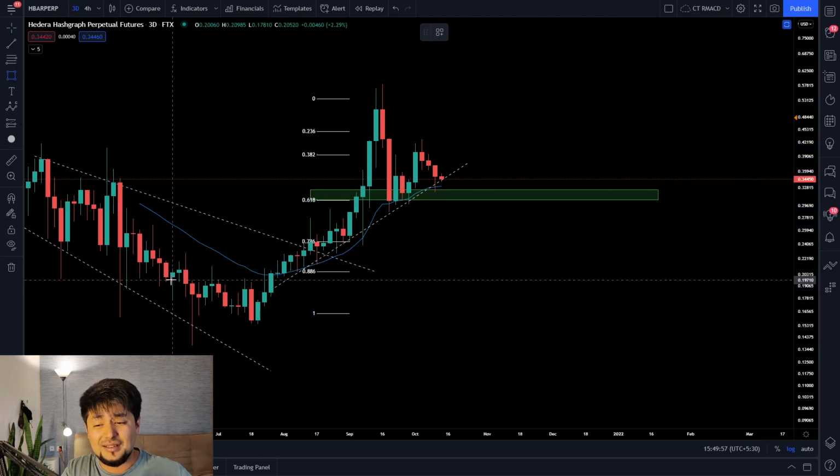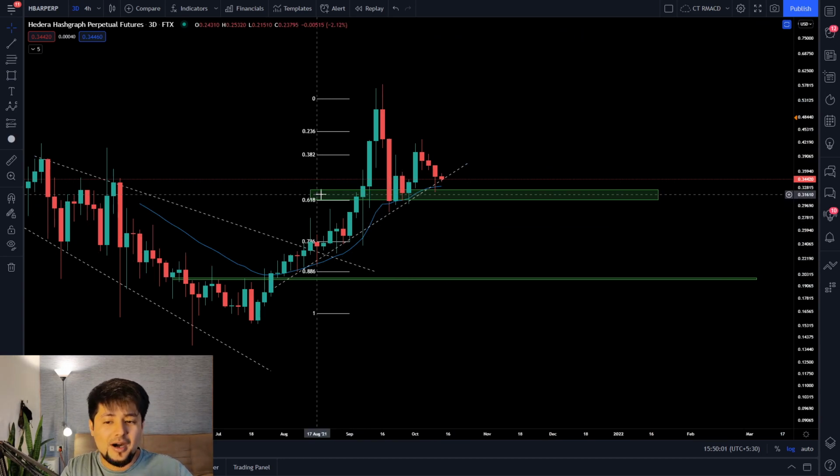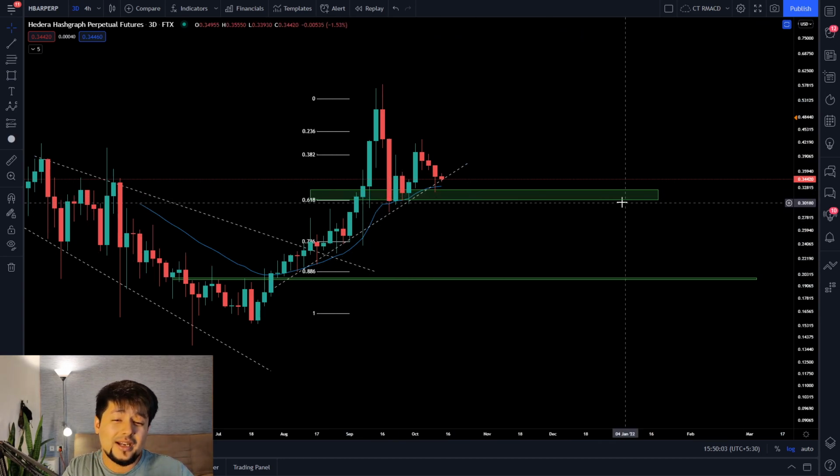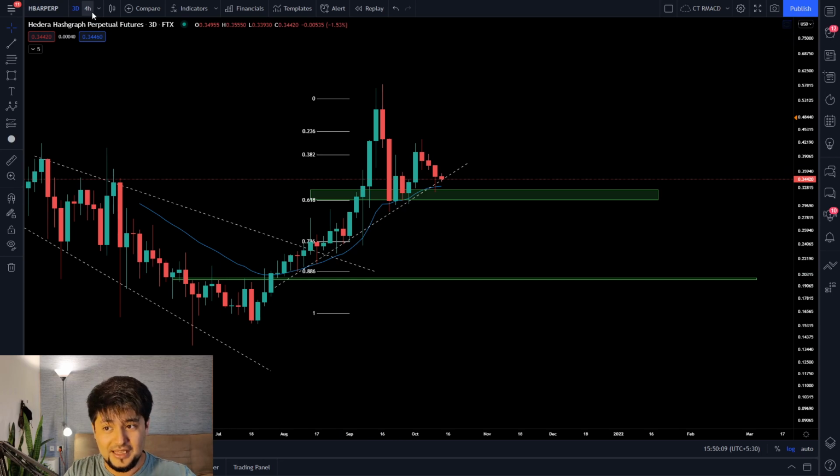Now, would I be interested in holding this one? Guys, I would not be interested in holding HBAR if we lose the 618 structure right here. If we start losing this one level to the downside on a weekly basis, I won't be interested in holding this one. It's as clear as that.